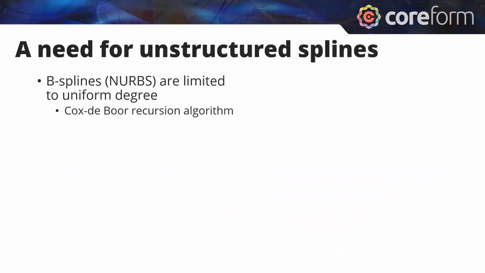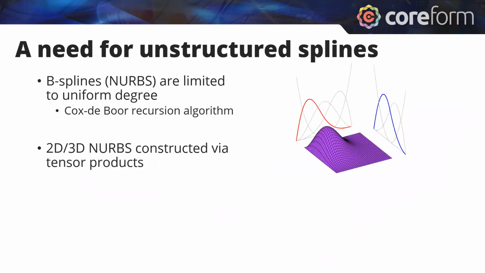So there's been a need for an unstructured spline, because if you look at the traditional B-splines, they're limited to uniform degree. They were defined through Cox-de Boer recursion or Castigliano's algorithms that made assumptions that they were going to be uniform degree. But then if you wanted to build a two-dimensional or a three-dimensional basis, you couldn't use Cox-de Boer recursion to build those. You had to switch to a different algorithm, which is essentially to take tensor products of univariate splines or spline bases to then construct, say, this one basis function here in purple.